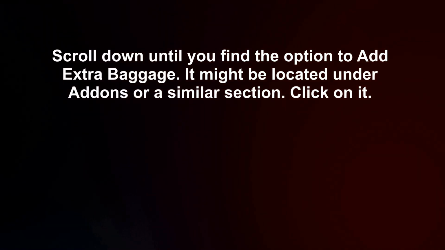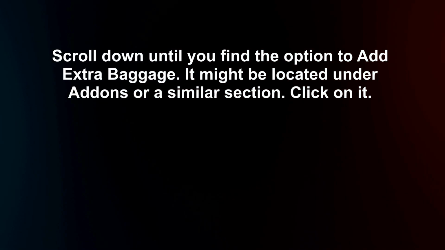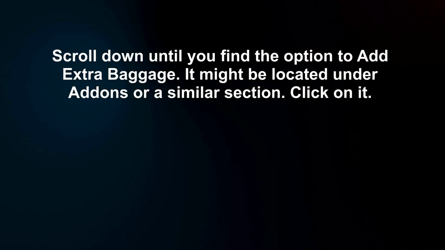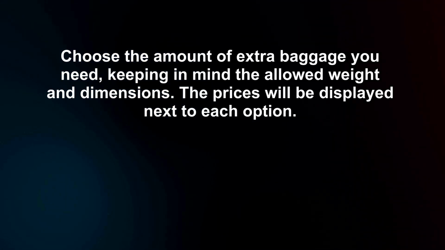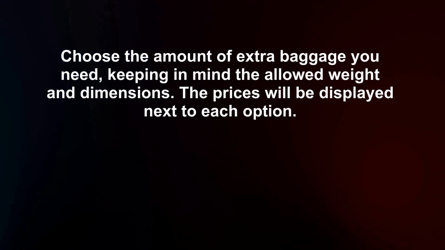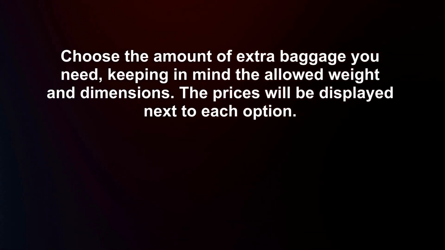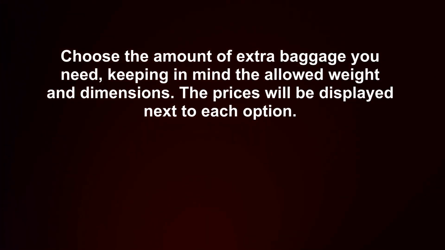Scroll down until you find the option to add extra baggage. It might be located under add-ons or a similar section. Click on it. Choose the amount of extra baggage you need, keeping in mind the allowed weight and dimensions. The prices will be displayed next to each option.